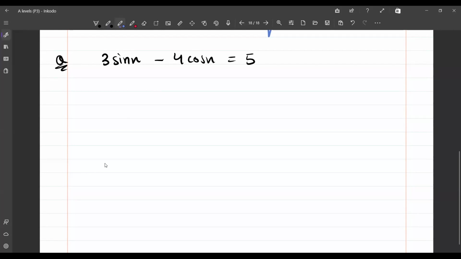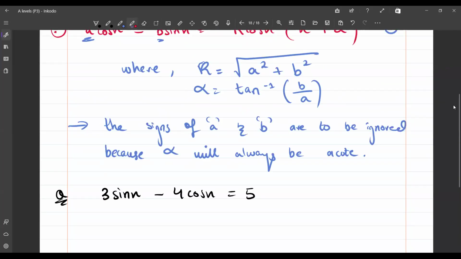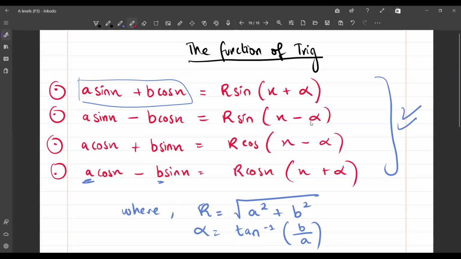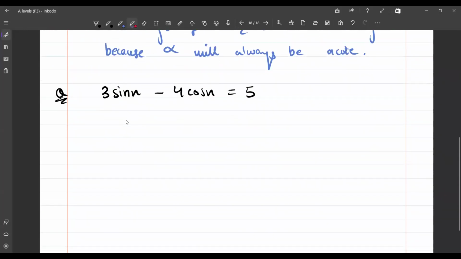Now notice in this example, this cannot be solved further, right? So we need to apply the harmonic identities. This is a sin x minus b cos x, right? So what is a sin x minus b cos x? We studied a sin x minus b cos x is r sin(x minus alpha). So this is r sin(x minus alpha) is equal to 5.